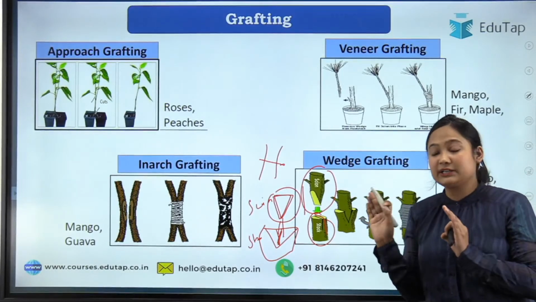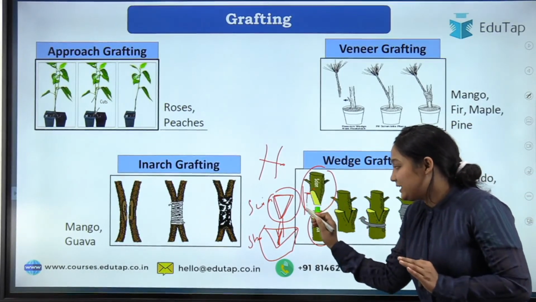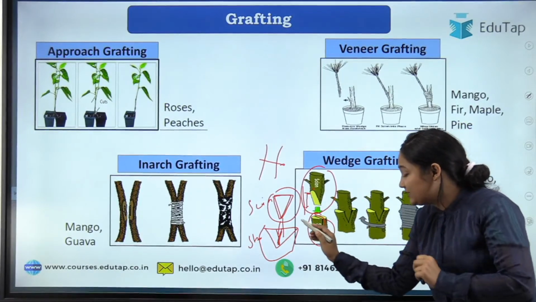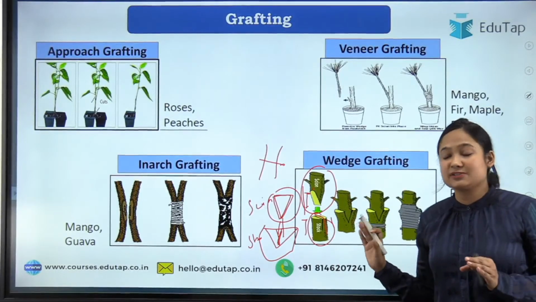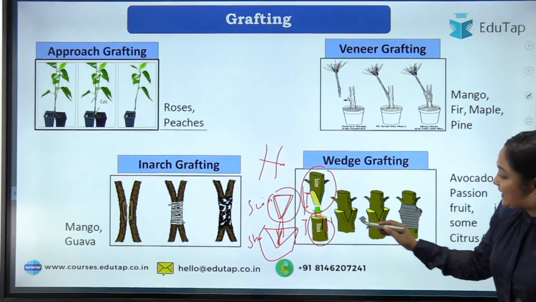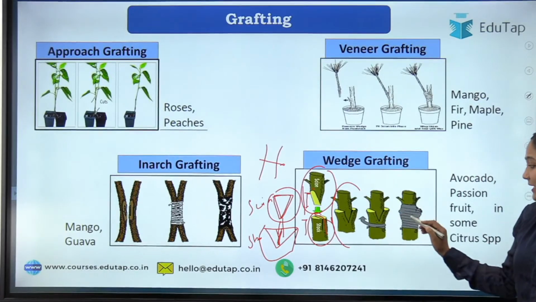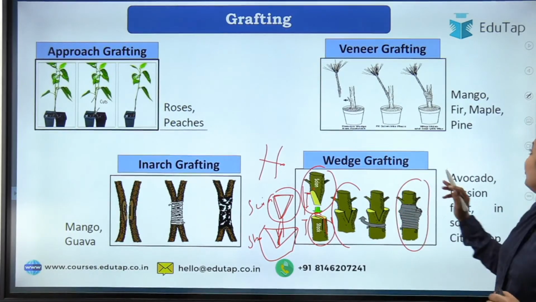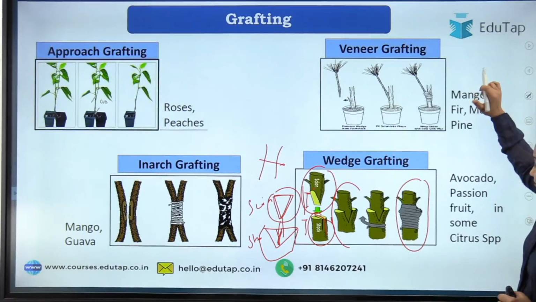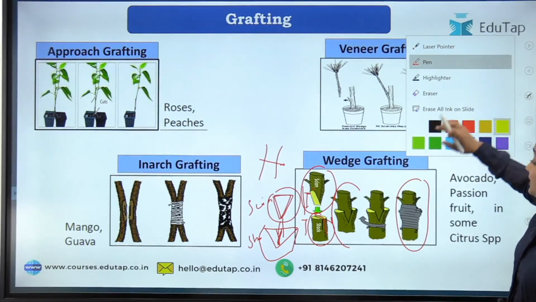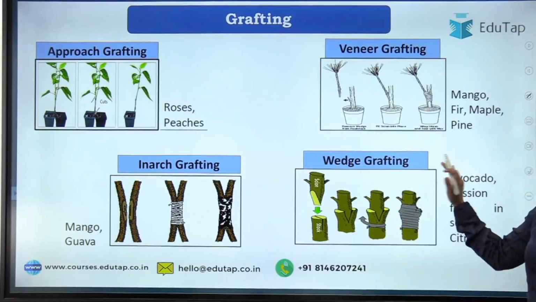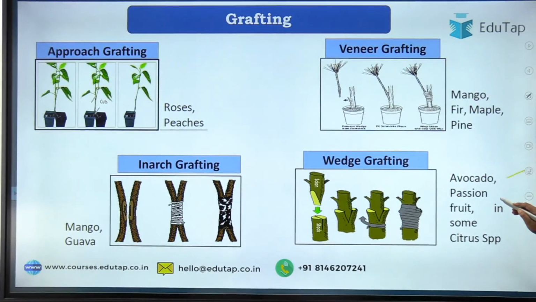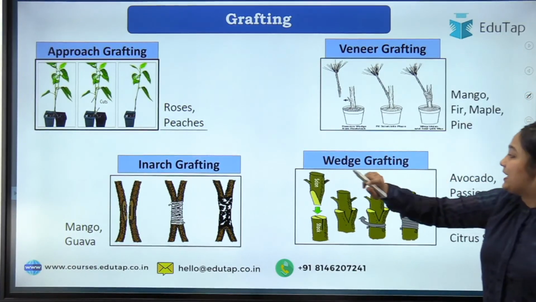Again, what you have to keep in mind is the depth. The depth of the sharp part of the scion and how deep the cut in the stalk is should be similar for proper wedge grafting. Once you put it together, you tape it and seal it. After some time, they will become one plant, and the stalk will provide nutrients to the scion part. So that is your wedge grafting. Wedge grafting is done in avocado, passion fruit, and some citrus fruits.